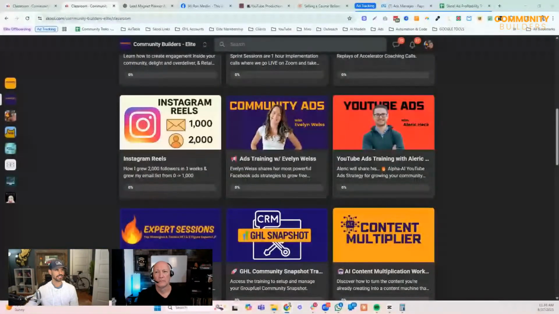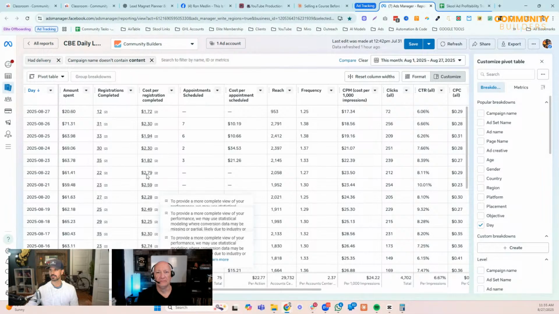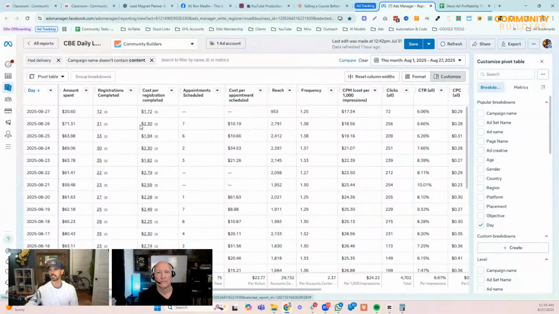I did want to show you also, we run a very, very simple ad strategy, but it really, really works, Jeff. So this is our ad reporting. You can see this is the number of registrants we're getting, and this is how much we're paying for those registrations. Yesterday was $2.30. The day before that was less than $2. And these are people joining our free community.